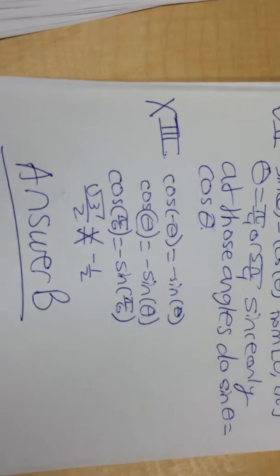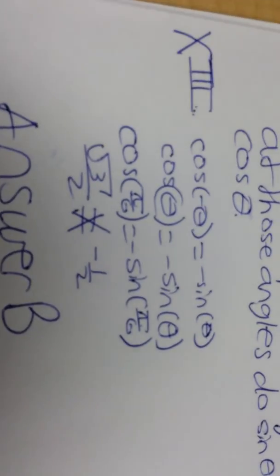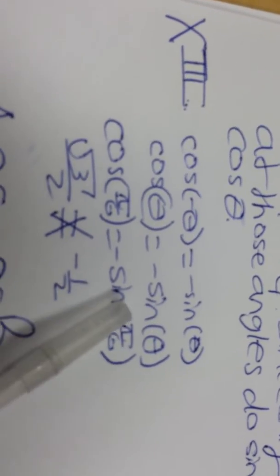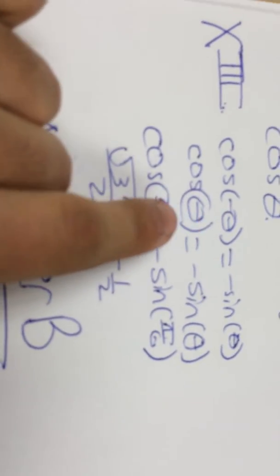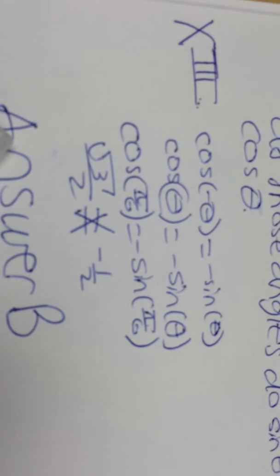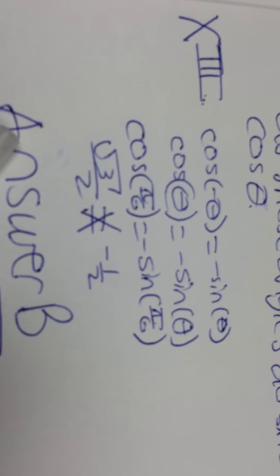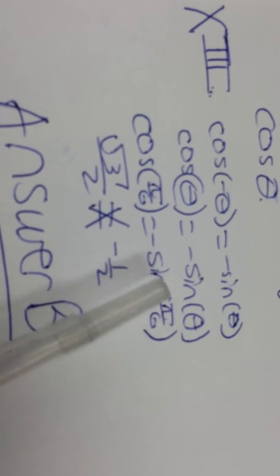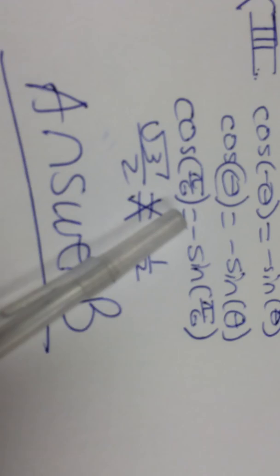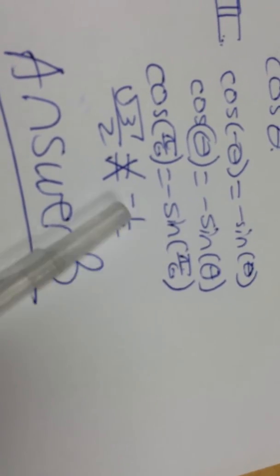Finally, statement number 3, that cosine of negative theta equals negative sine of theta. Well, we know cosine of negative theta is really just cosine of theta by our negative identities. So they're telling me that cosine of theta equals negative sine theta. Well, let's try it out. Let's plug in an angle. So they're telling me that cosine pi over 6 should equal negative sine of pi over 6.